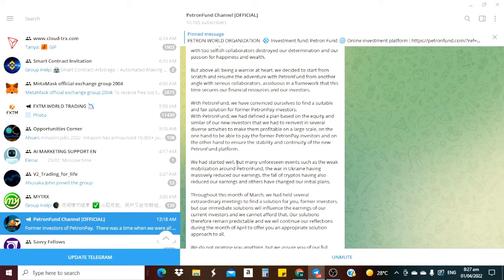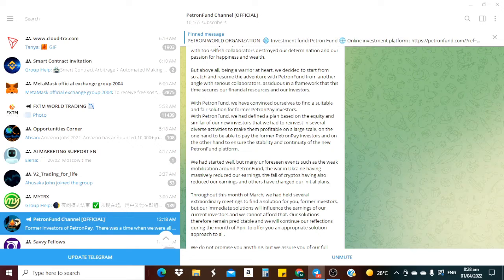We had started well, but many unforeseen events, such as the weak mobilization around Petronfund. That is what I mentioned: the weak mobilization around Petronfund, the new platform they created. Meaning that what they were expecting, as in investors coming more, was not the case. Second, the war in Ukraine having massively reduced our earnings. They are saying the war in Ukraine. I don't get it here because this war started in February, 22nd or 24th February. That war started.